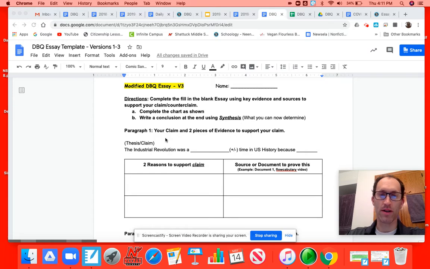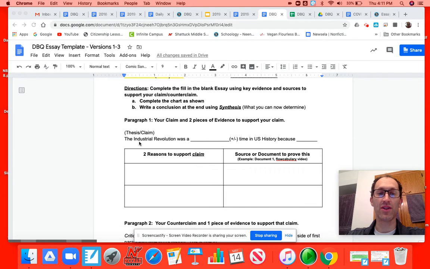In paragraph 1, you're going to tell me about your claim and 2 pieces of evidence to support your claim. Finish this statement by filling in the blanks: The Industrial Revolution was blank time in U.S. history, and give me a solid reason why. This should be a good sentence or 2.